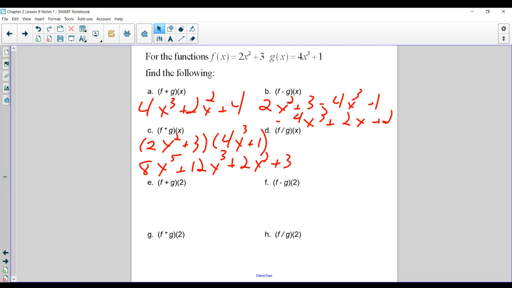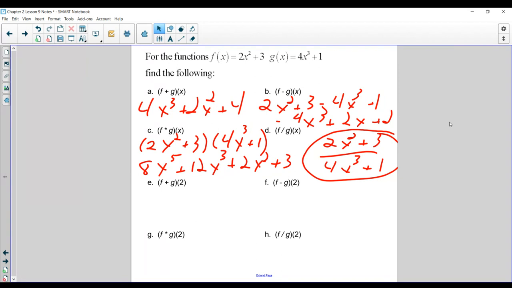And for the division, 2x squared plus 3 divided by 4x to the third plus 1. That is your answer. There's nothing else you can do with that because of these pluses and minuses. And this is something I'm going to talk about in class. You can't reduce unless you reduce with the whole term. You can't take the 2 and the 4 and reduce it to 1/2. Again, we'll go through that in class of why that's the case. That's a big mistake that a lot of people make, and I want to make sure that you're not making it.